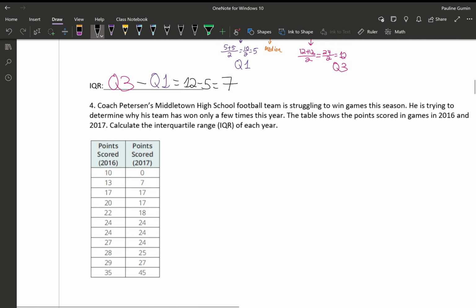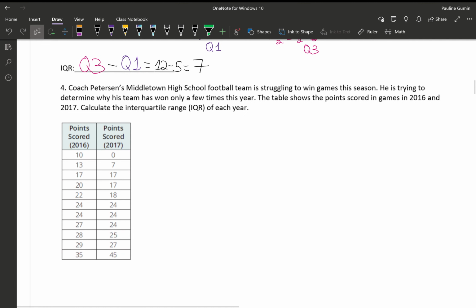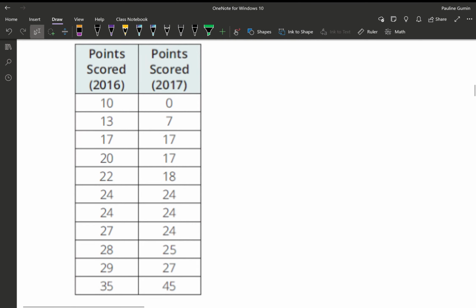All right, last one. Coach Peterson's Middletown High School football team is struggling to win games this season. He is trying to determine why his team has won only a few times this year. A table shows the points scored in the games in 2016 and 2017. Let's identify or calculate the interquartile range for each year. Now, this table ended up being actually pretty perfect because both sides are arranged in numerical order and they have the same amount of data. So if we find the median for one, we just look across to find the median for the other.